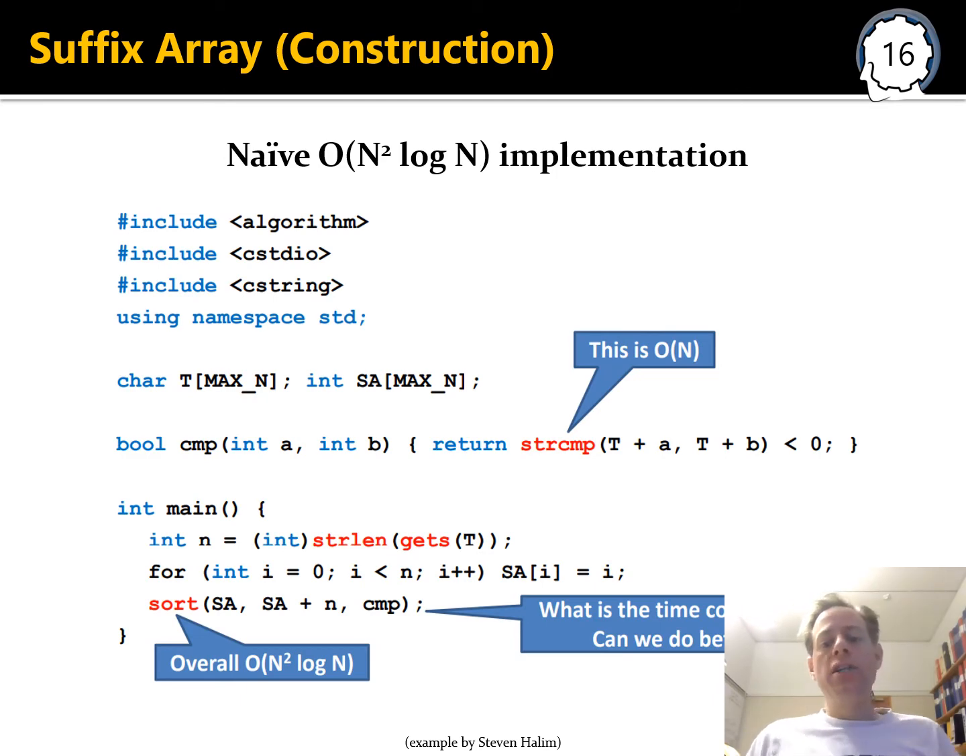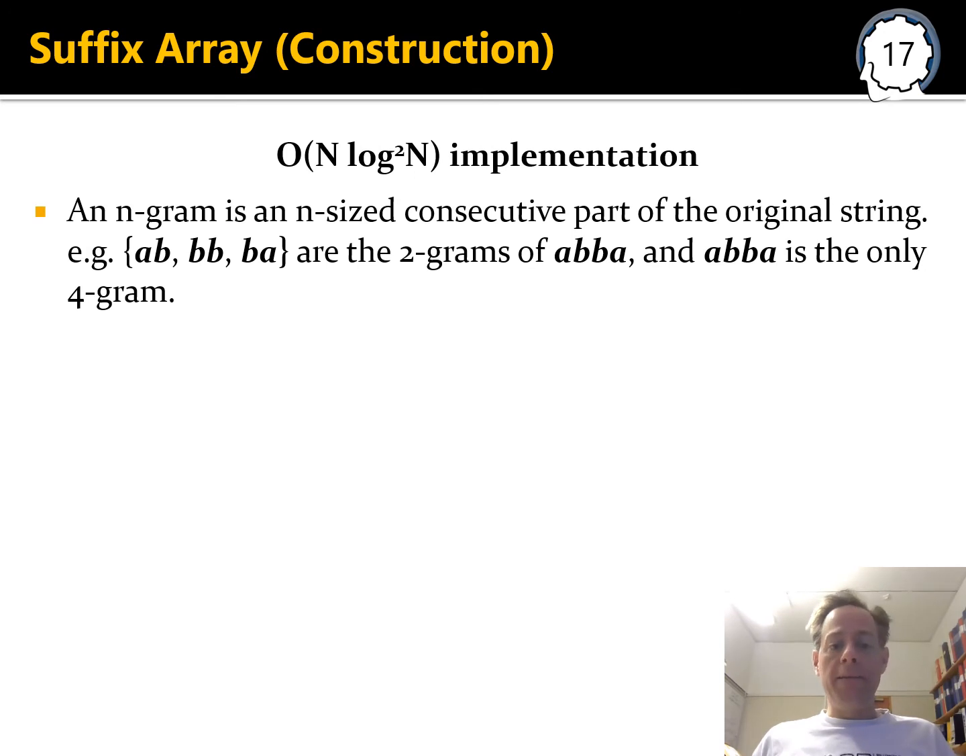So now the question is, how do you actually achieve this? Well, of course, you can do this in a naive way. You basically generate all the n suffixes, and then you sort them in n log n time. And then this would achieve an n squared log n implementation, but we can actually do better.